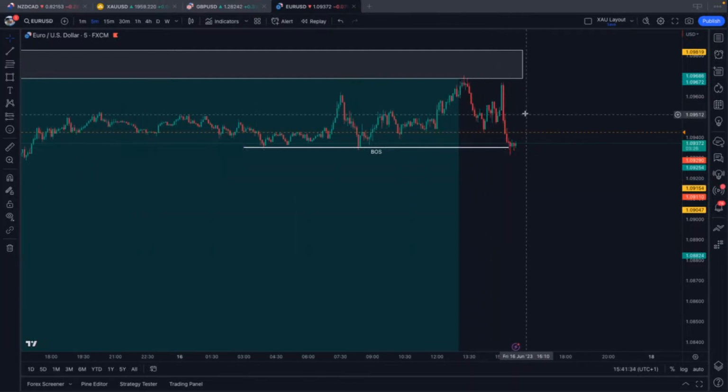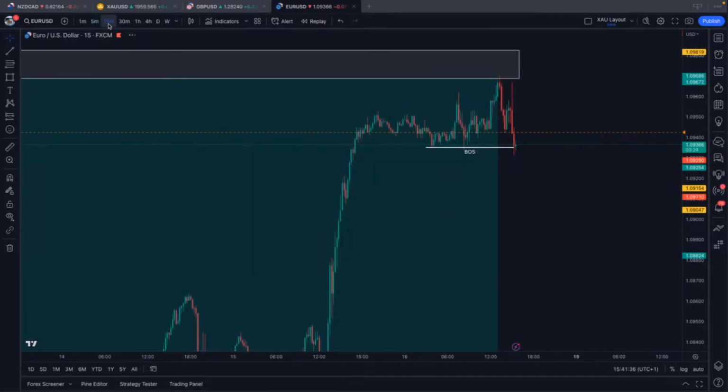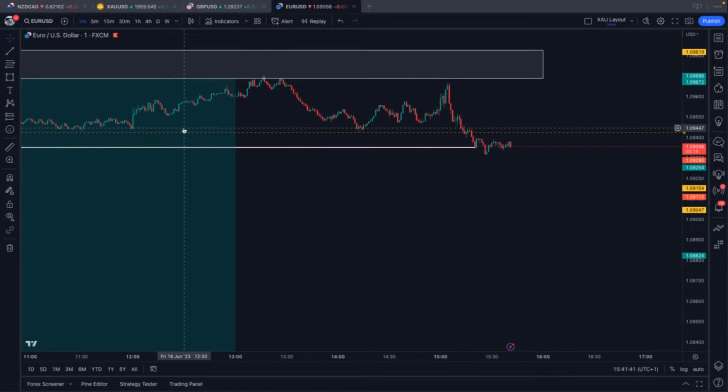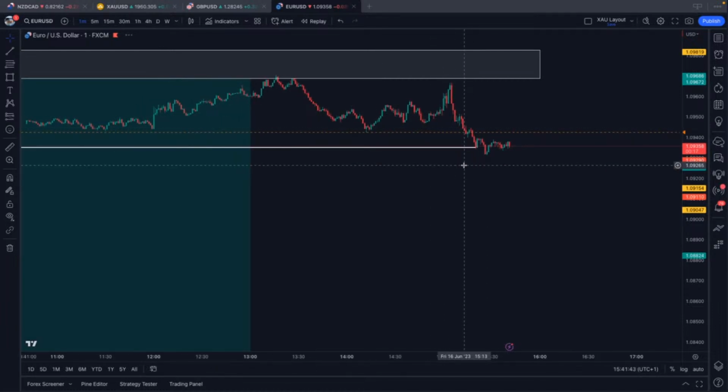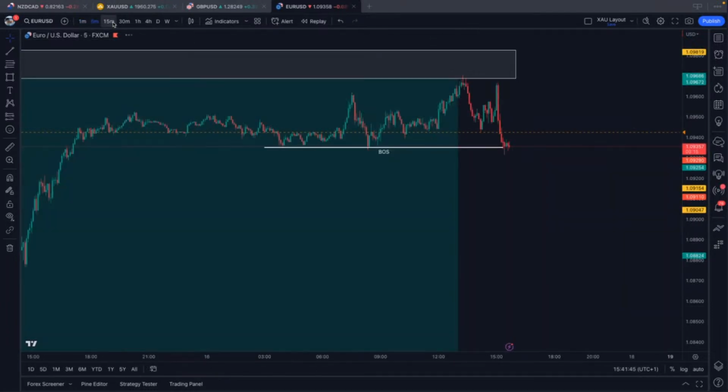So this market looks to be ready to be placed in terms of sell positions. We're looking like we can look to place some sell positions in this market very soon, which is good.